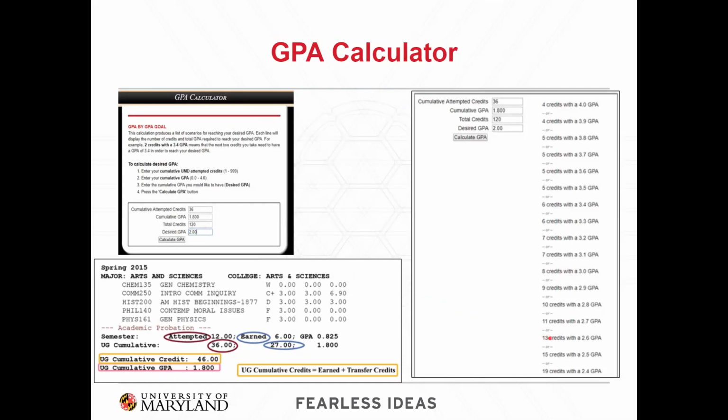Once the GPA calculator runs, it'll give an example, perhaps 15 credits. The student in their probationary semester, if they register for 15 credits, then their desired GPA by the end of that semester is a 2.5 in order to reach a cumulative 2.0 GPA.